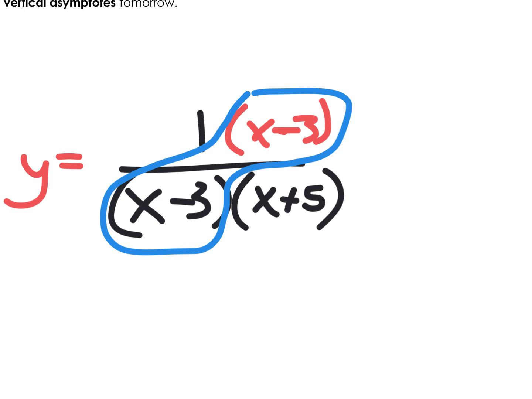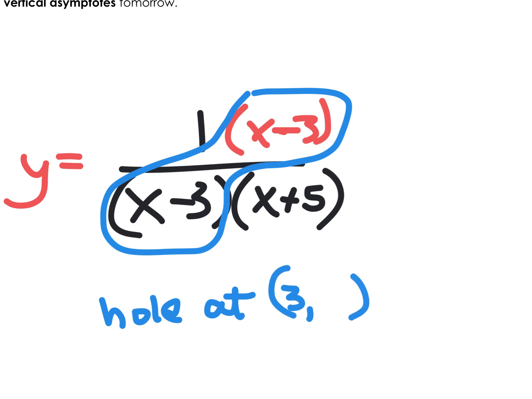But for right now, do you get that 3 is a problem? Because if I put in 3, it'll kill my function. But if it's the kind like this, where there's one on the top and the bottom, that creates a hole. Write this underneath your example. It creates a hole at 3 comma something. You put in 3, function dies. But where exactly would the hole be?